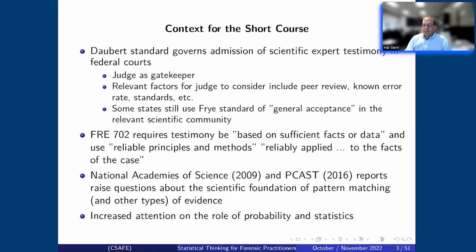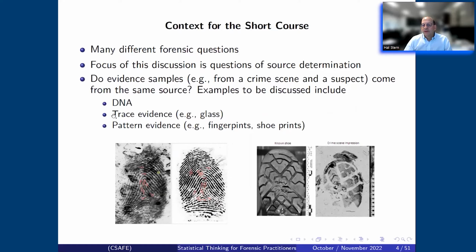And for me, and I think for the community of forensic science, one of the things that all of this context, the reports, the Daubert ruling, the Federal Rules of Evidence point to is that a solid understanding of probability and statistics would be helpful for thinking about some of the issues in forensic science. So that's kind of what leads us to this course.